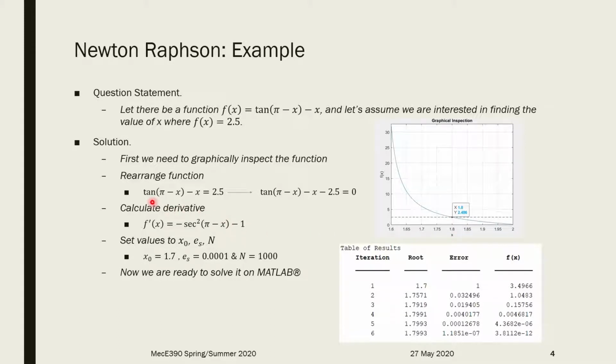So we then need to rearrange the function in such a way that the 2.5 is moved to the left hand side, and then we can proceed with the rest of the algorithm. We can calculate the first derivative, which in this case would be minus sec square of pi minus x, minus 1, and we need to set some values. For x naught I chose 1.7, for the error threshold I chose 0.001, and n, which in this case is 1000 iterations. And now we can start solving the problem on MATLAB.